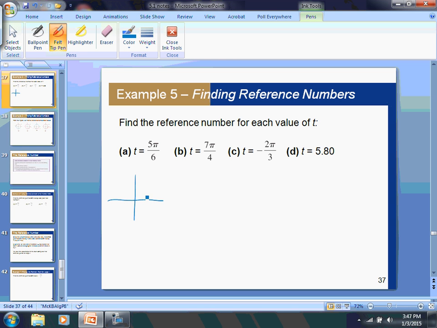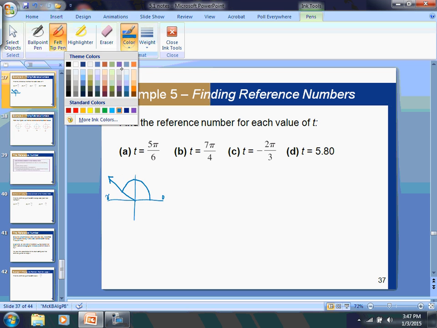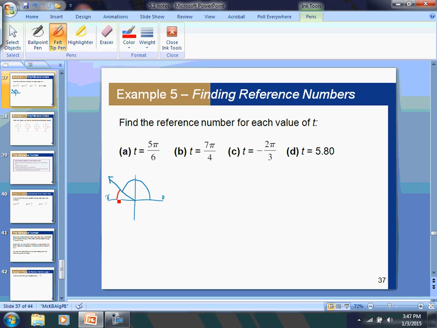So 5π/6. If you don't already know where 5π/6 is, remember we're starting at 0. This is going to be π. And this denominator tells you how many sections you're cutting 0 to π up into. So I'm going to travel 5 of them. 1, 2, 3, 4, 5 sixths is right there. Well, the distance that I have to go to get to the x-axis then is right here. That distance is going to be π/6.